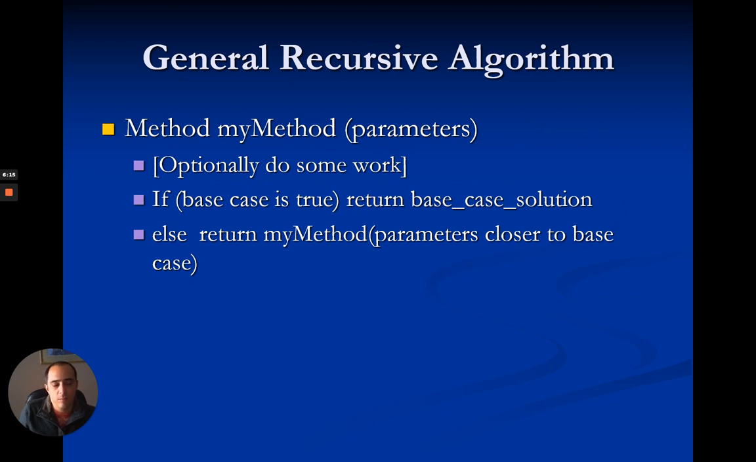So in general, anytime you're asked to create a recursive algorithm, you're kind of following the same pattern. You're going to do some work, maybe. You're going to have some sort of an if statement for the base case. And then you are going to have the recursive piece to it. And you have to have those elements in order to have a proper recursive algorithm.